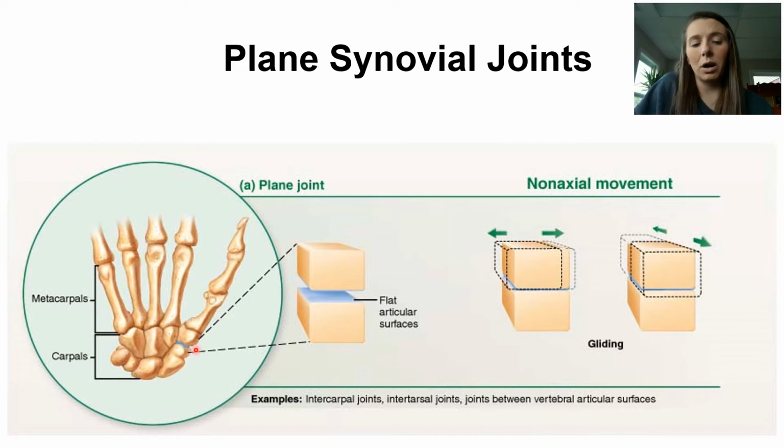Some areas where this occurs would be in between our carpal bones, so in between each of the bones in our hands, our wrist bones. Additionally, between the tarsal bones in our feet, and finally between vertebral articular surfaces. So in between the vertebrae, all of those joints would be classified as plane synovial joints that can only do gliding motion.